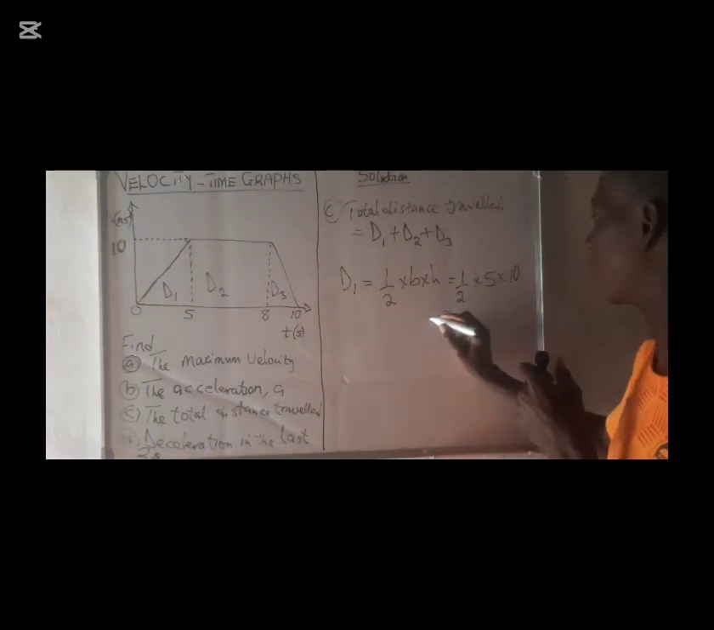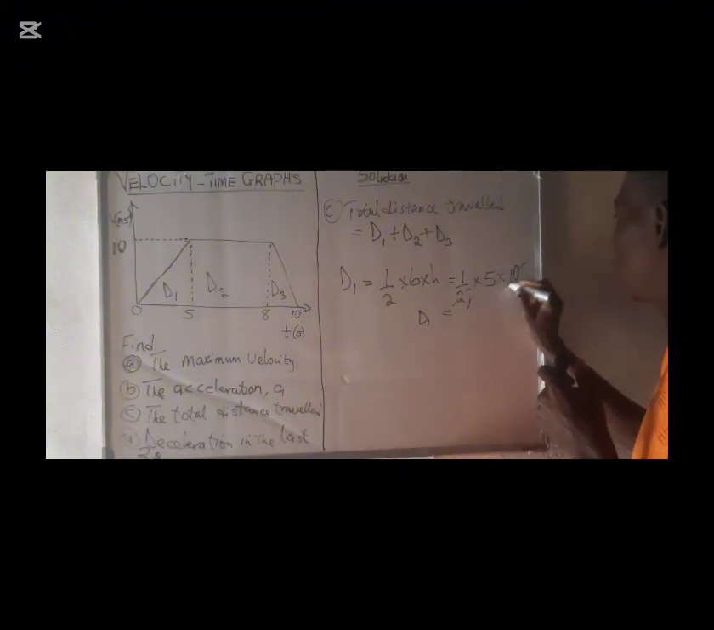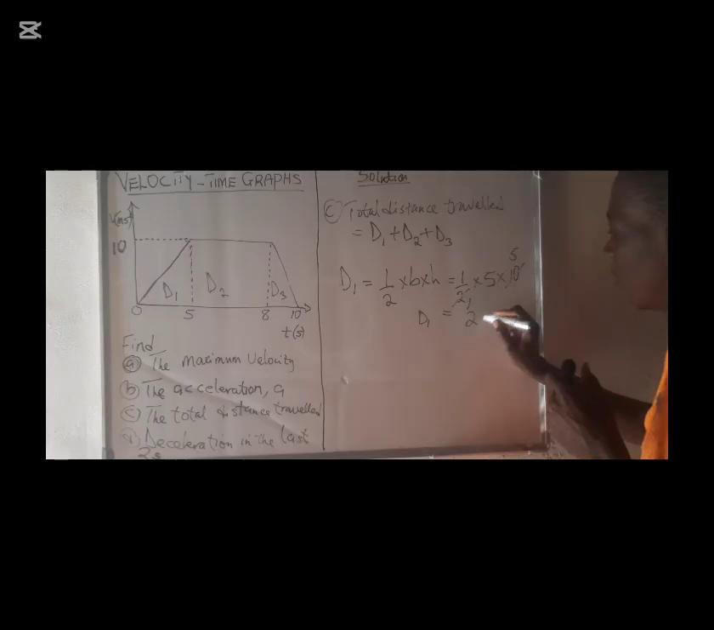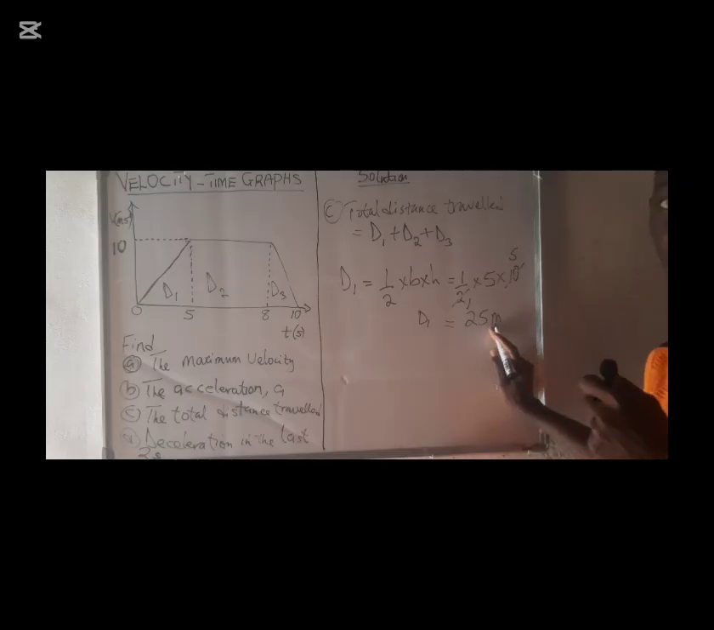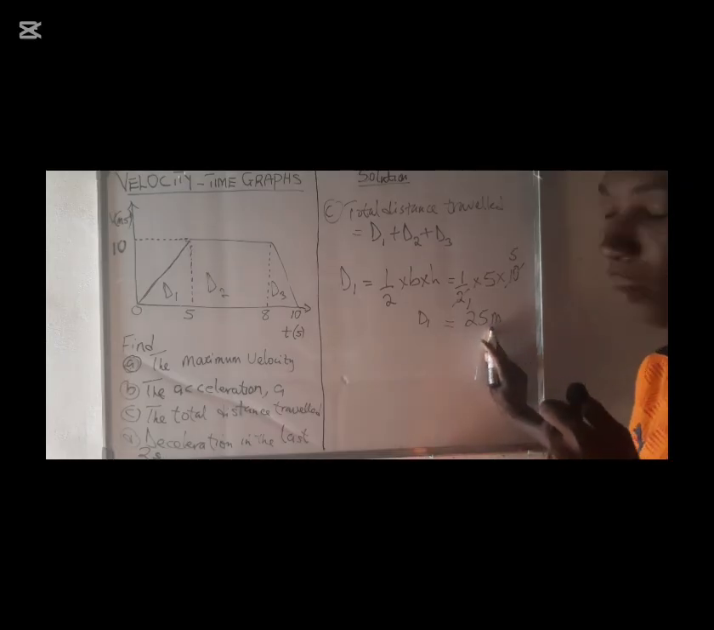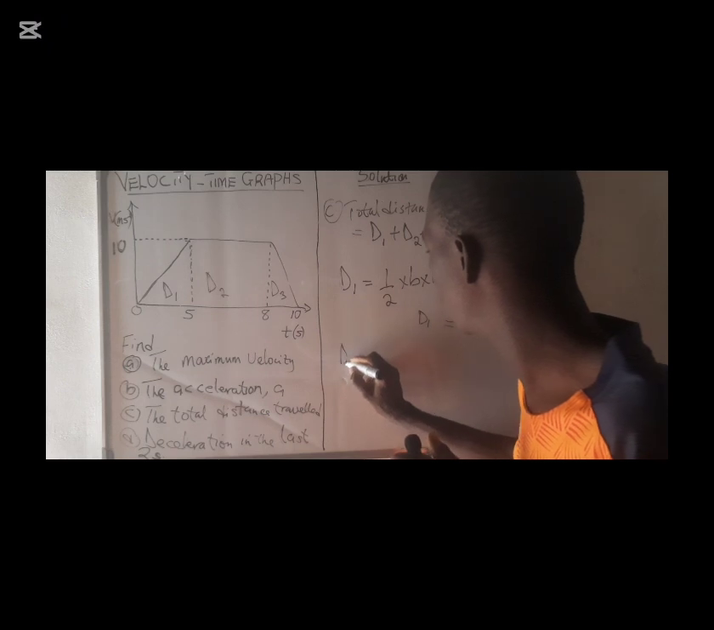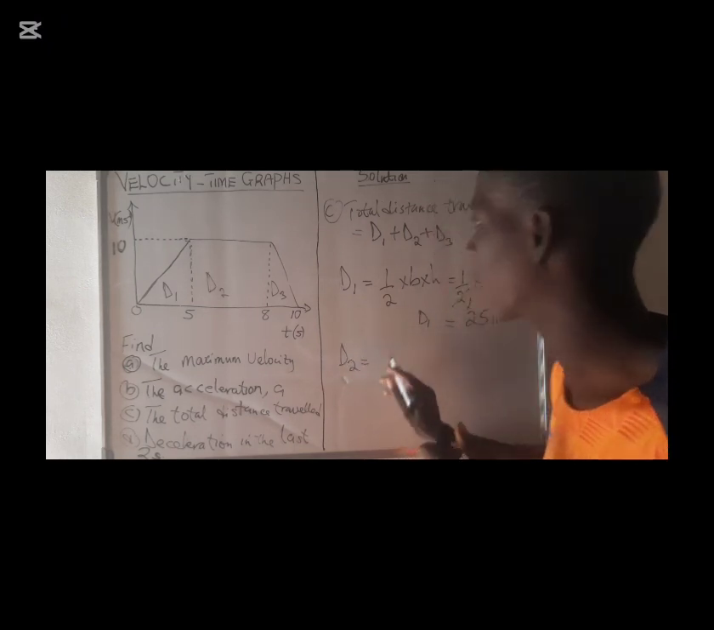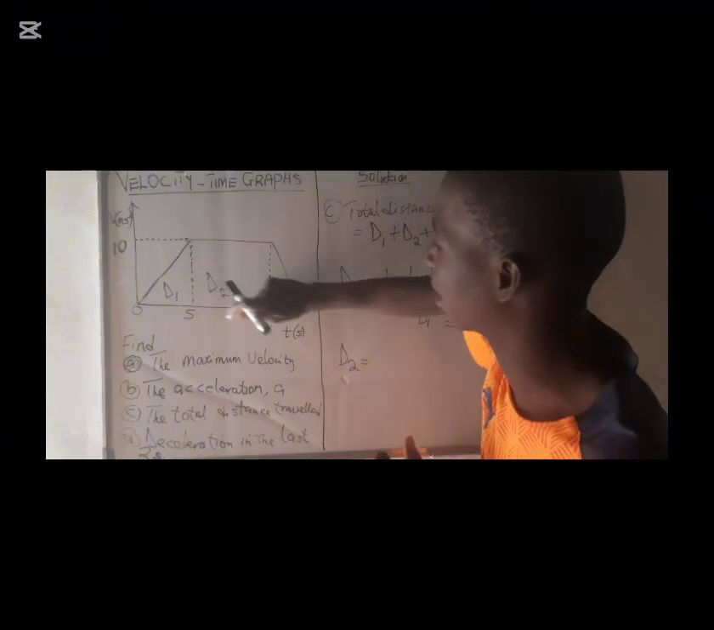So we simplify this. d1 is equal to 1 half into 10, which is 5, times 5, which gives us 25 meters. So the first distance traveled is 25 meters. Don't forget the unit. So we move to d2. You can see that d2 is rectangular in shape.